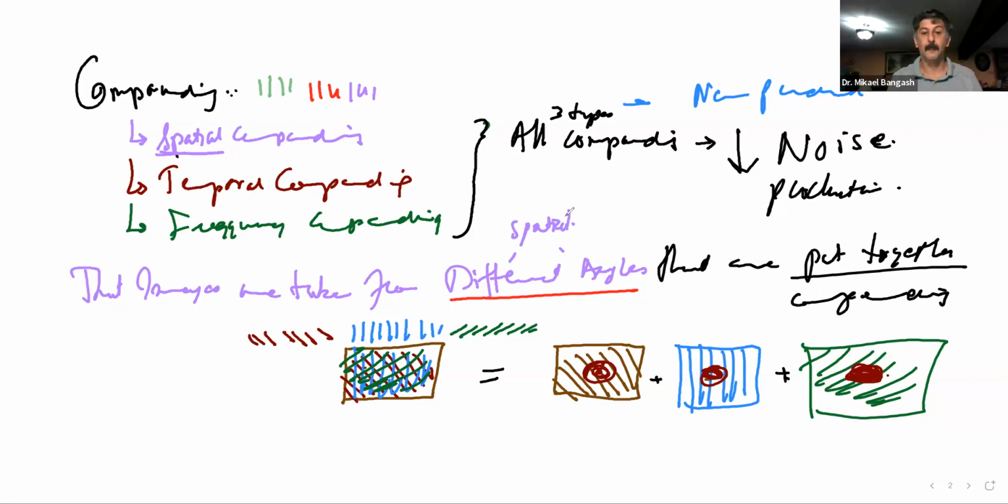Clear? Did that make sense? So when they are put together or compounded, what we get is a compounded image. Any questions?